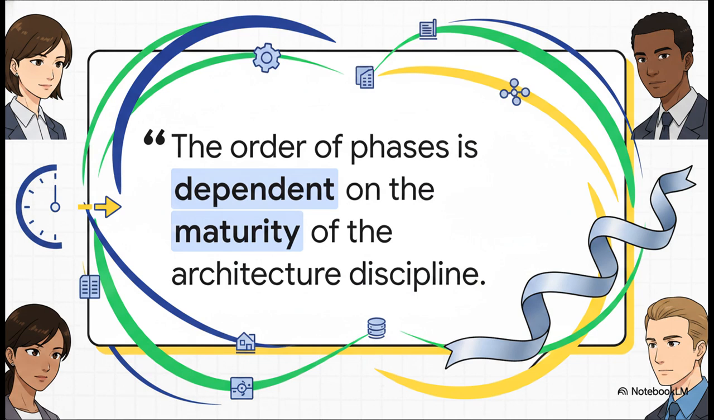There is this brilliant principle at play here, which is the order of the phases in the ADM is to some extent dependent on the maturity of the architecture discipline within the enterprise. That flexibility is huge. It means that if our organization really prioritizes a rapid response to market changes, they might actually complete their technology architecture before they even finish their business architecture. The method bends to fit your business principles and agility needs, definitely not the other way around.